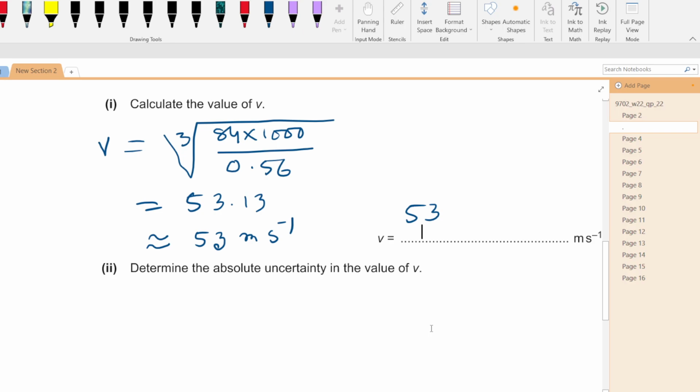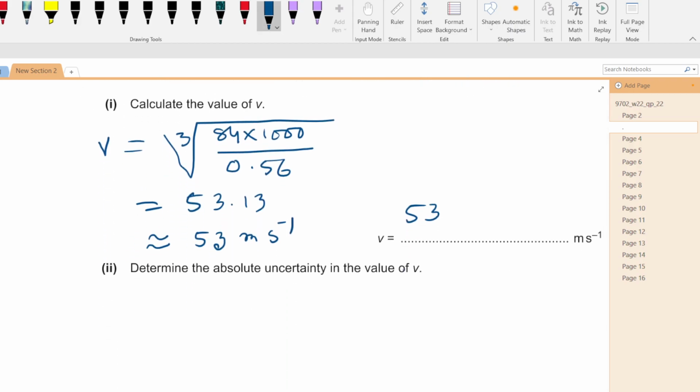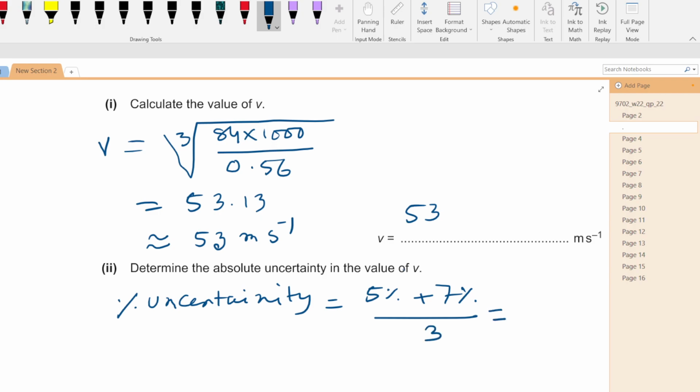Determine the absolute uncertainty in value of v. The uncertainties of P and b are 5% and 7% respectively. Therefore, the percentage uncertainty of v is 5% plus 7% divided by 3. This gives 4%, and this is numerically equal to 0.04.